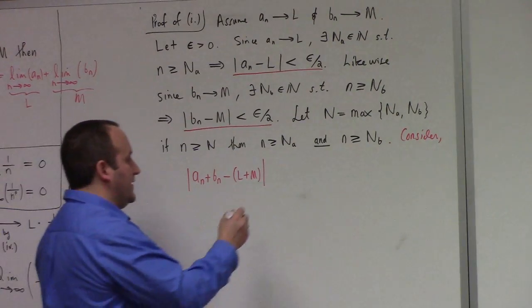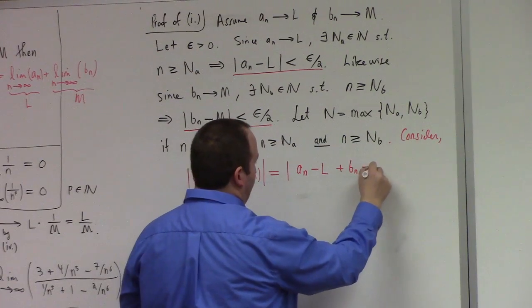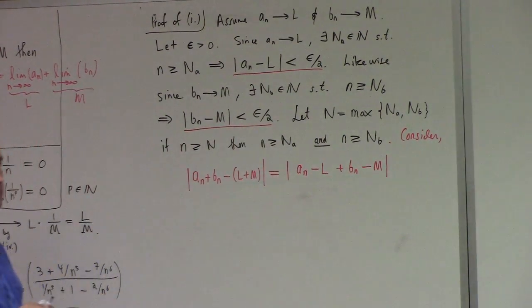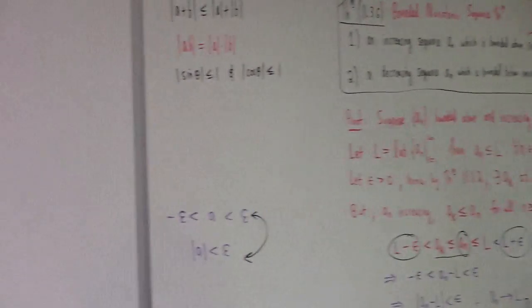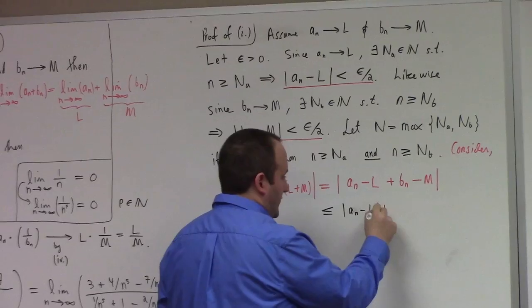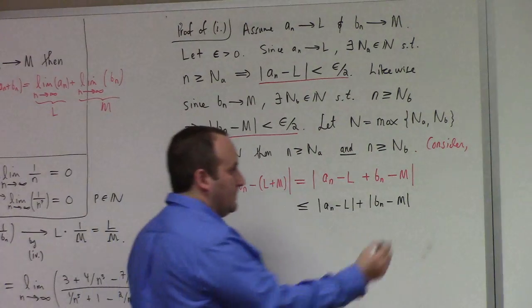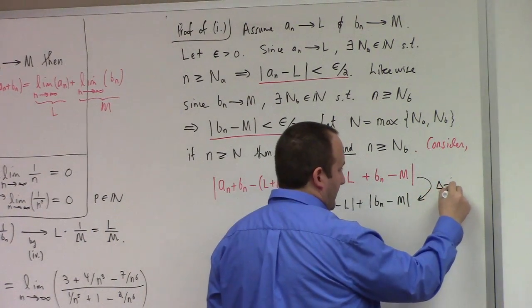So here, first of all, an algebra step: a sub n minus L plus b sub n minus M. My next move is the triangle inequality, which I've written over here because this is my list of things that you should know. We'll come to those at various points in the lecture today. So here we go. This is less than or equal to the absolute value of a sub n minus L plus the absolute value of b sub n minus M by the triangle inequality. Going from here to here, I'm using the triangle inequality.